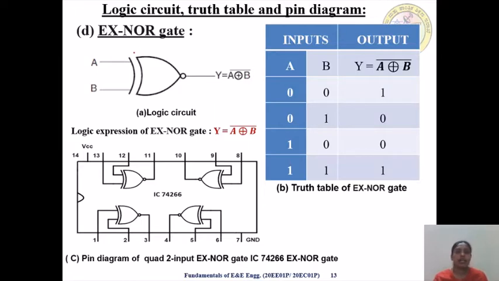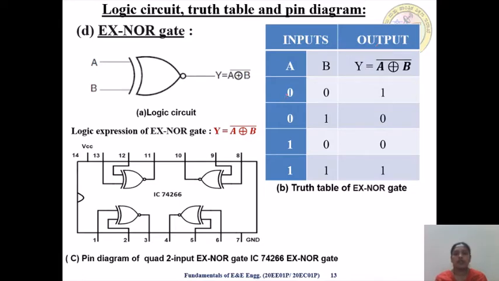Similarly, you need to check the truth table for XNOR gate. This is the symbol of XNOR gate and the expression is Y is equal to A XNOR B or A XOR B whole bar. This is the pin diagram of XNOR gate and this is the truth table of XNOR gate. Here A and B act as inputs and Y will act as an output.